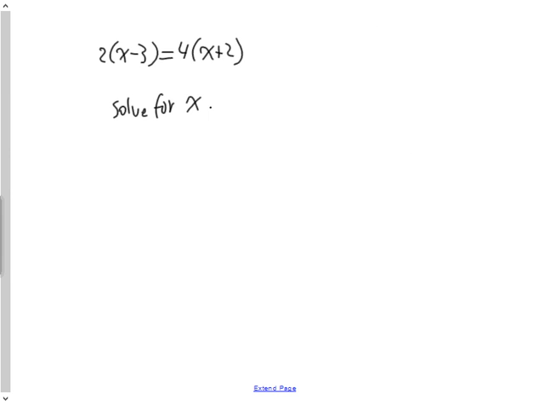Next question is an algebra question, solve for x. So we have two sides that have variables on it, and both require us to expand using distributive property. So I'm going to expand this to become 2x minus 6. I'm going to expand this to become 4x plus 8.